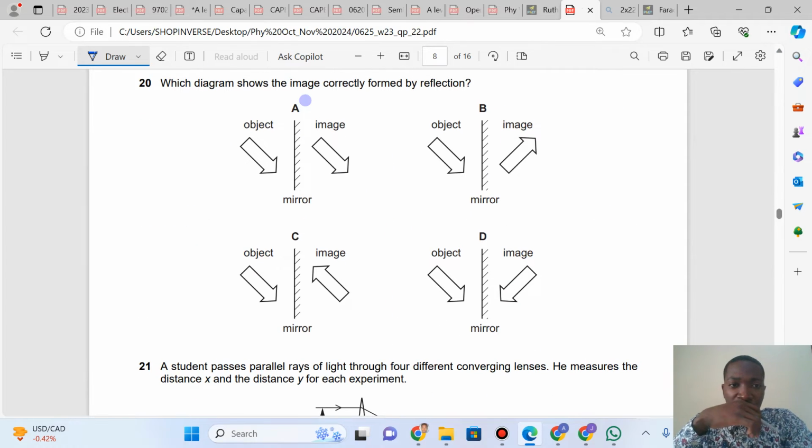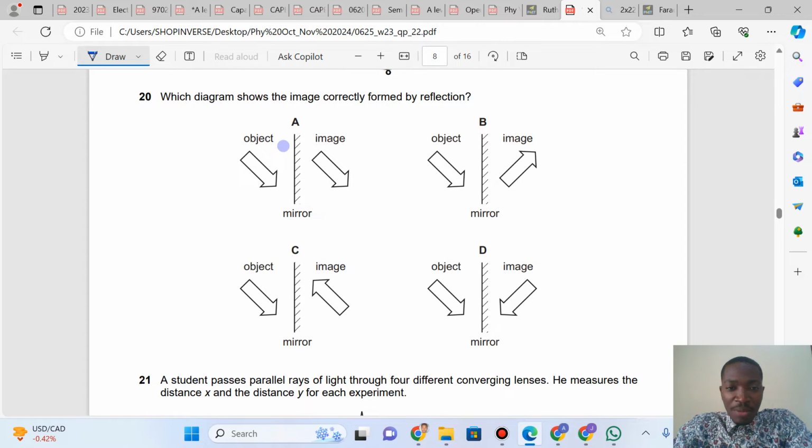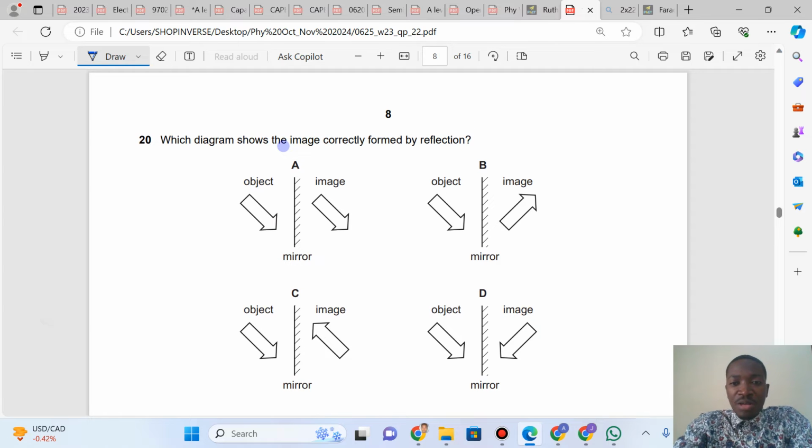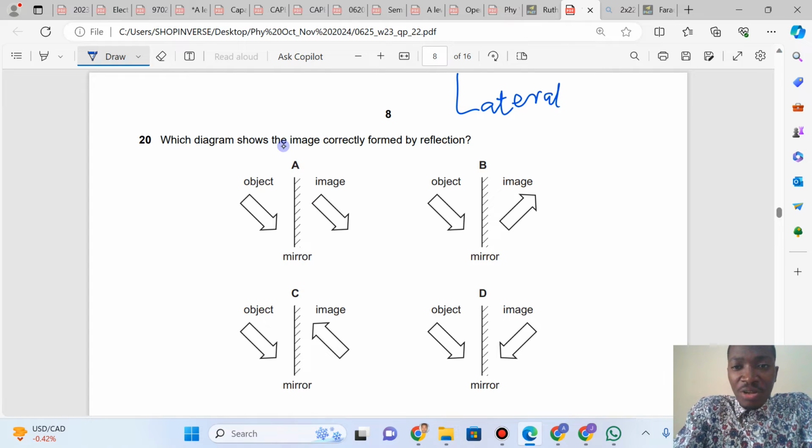We go straight to question number 20. Which diagram shows the image correctly formed by reflection? Reflection by what? Plane mirror. Good. Whenever we have reflection by a plane mirror, there is something particular about images formed by plane mirrors. There is lateral inversion. Images formed by plane mirrors are laterally inverted.